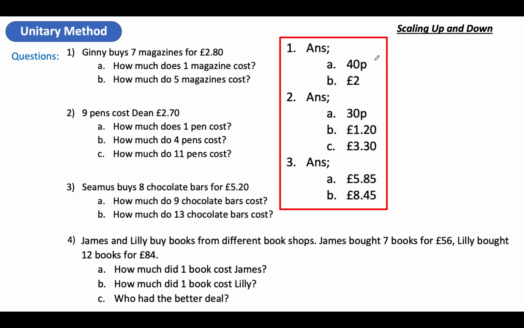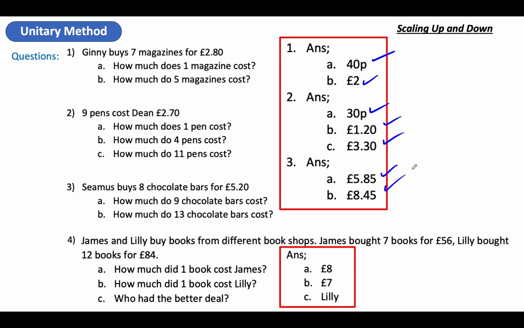So one magazine is 40p. Five would be £2. One pen is 30 pence. Four pens, £1.20. Eleven pens, £3.30. And the chocolate bars, how much do 9 chocolate bars cost? Well, that's £5.85. How much do 13 cost? That's £8.45. And lastly, how much did one book cost James? Well, that was £8. How much did one book cost Lily? £7. So who had the better deal? Well, obviously Lily did, because she only paid £7 per book.